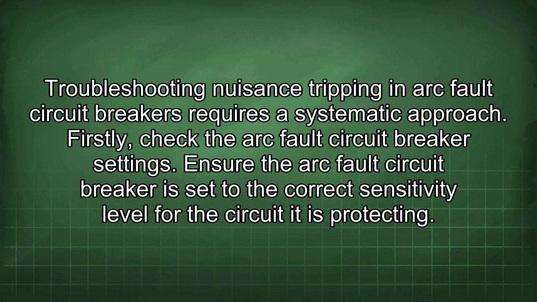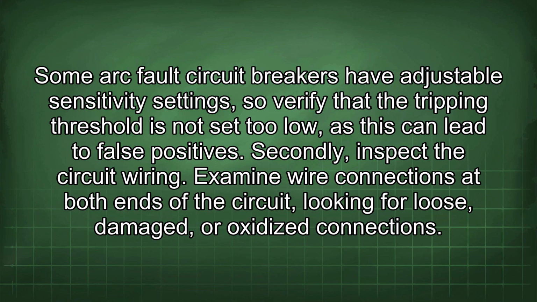Troubleshooting nuisance tripping in arc fault circuit breakers requires a systematic approach. Firstly, check the arc fault circuit breaker settings. Ensure the arc fault circuit breaker is set to the correct sensitivity level for the circuit it is protecting. Some arc fault circuit breakers have adjustable sensitivity settings, so verify that the tripping threshold is not set too low, as this can lead to false positives.